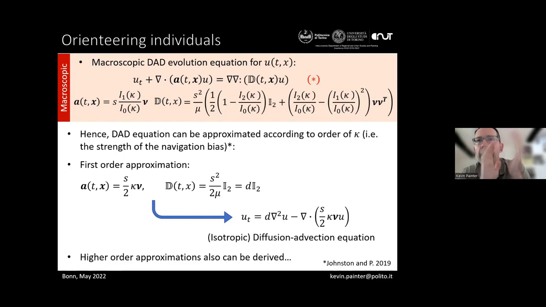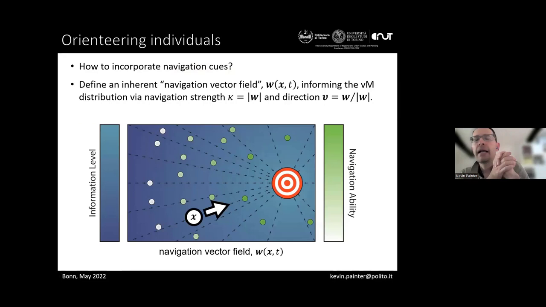But that gives a little bit of insight into what sort of work you can then do on this macroscopic advection-diffusion equation. How would we go about incorporating navigation cues? Well, the way to do that is to effectively define some navigation vector field, some vector field W, that tells you from a given position in space and time what the direction of the target is.